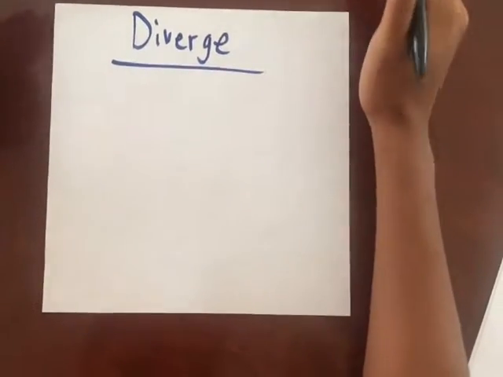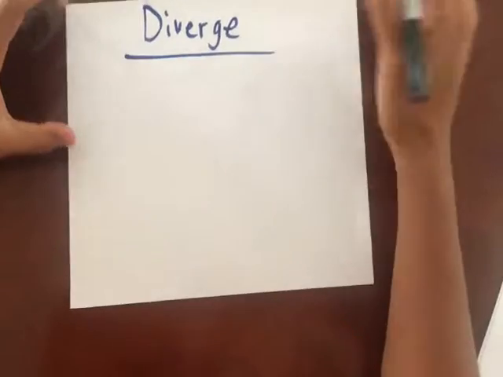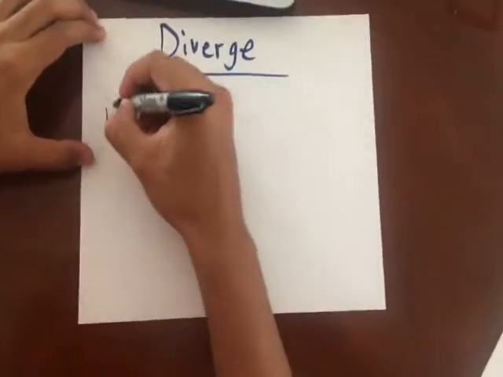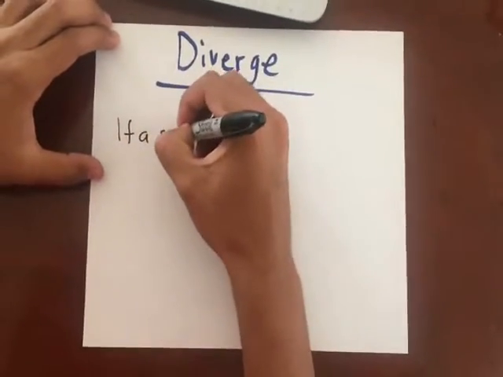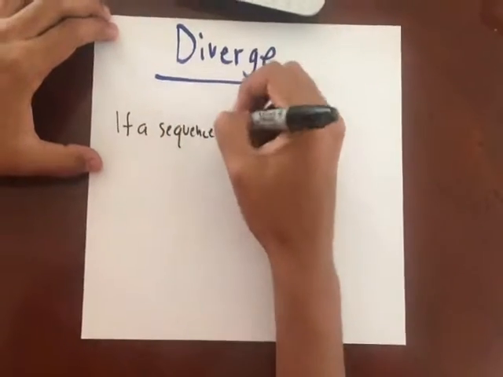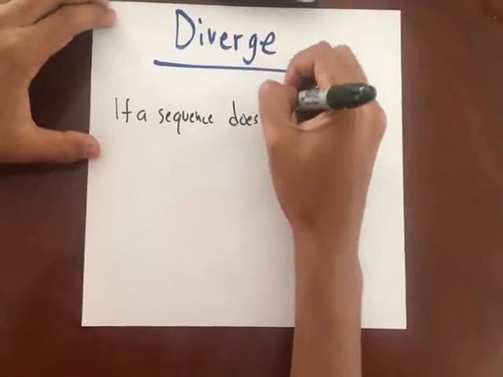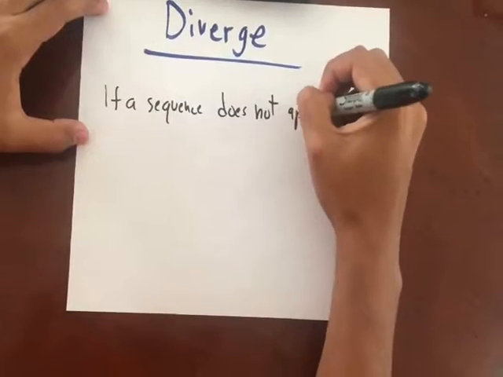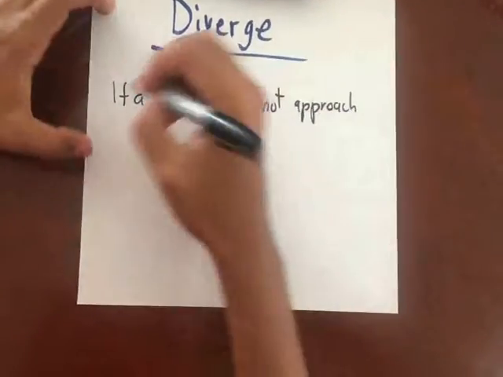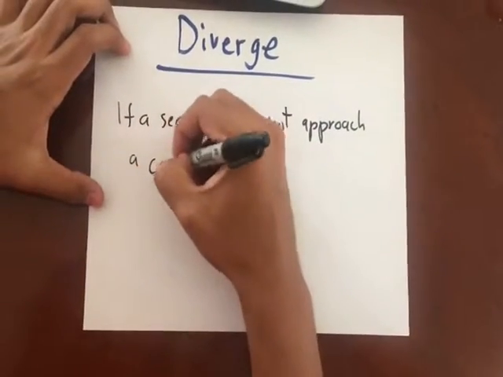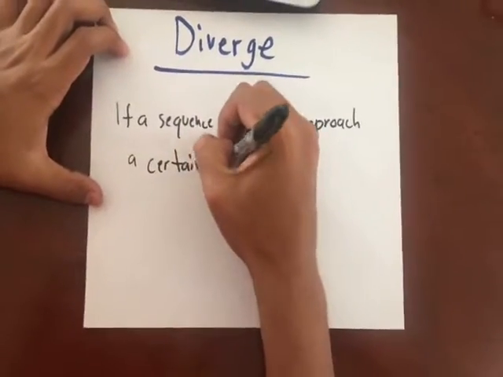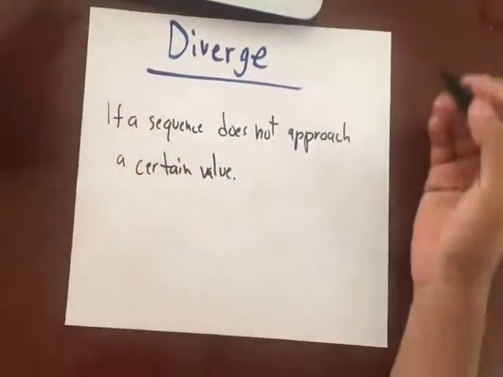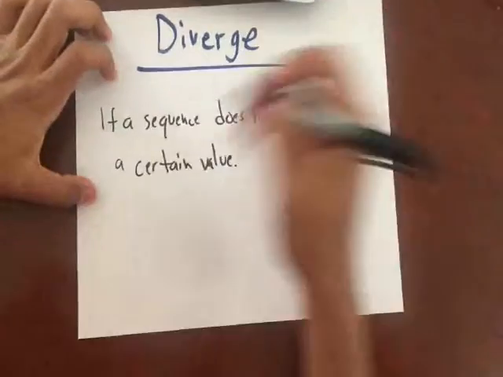This is the first one, and it's the divergent sequence. This simply states that if a sequence does not approach a certain value, then we can infer that the sequence must diverge.